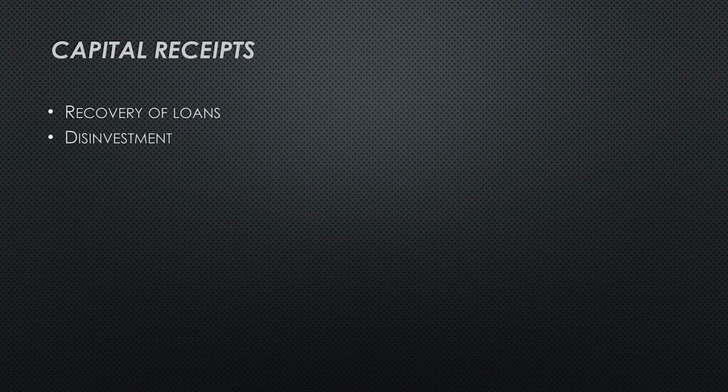Disinvestment. Disinvestment can be simply understood as selling off public enterprises or public sector units. Whenever the government does this, it is making money which will be counted under capital receipts. Borrowing. Whenever the government borrows money, this is adding to the capital or the money which the government has. Then we have other liabilities like provident fund. So whatever money has been collected under provident fund becomes part of the capital receipts of the government budget.